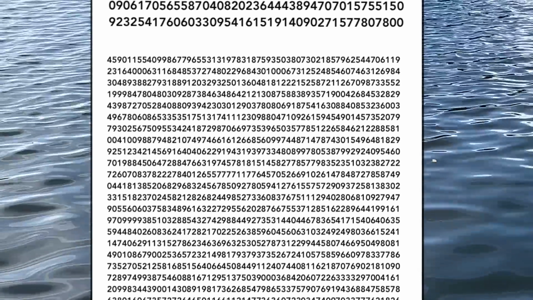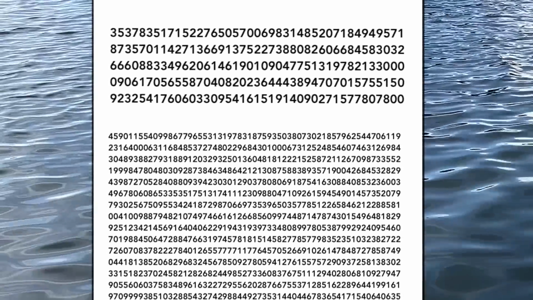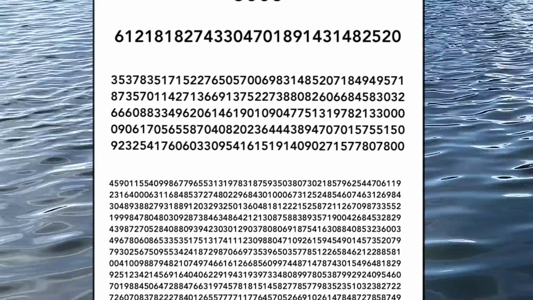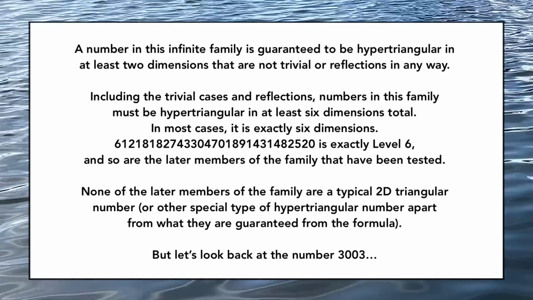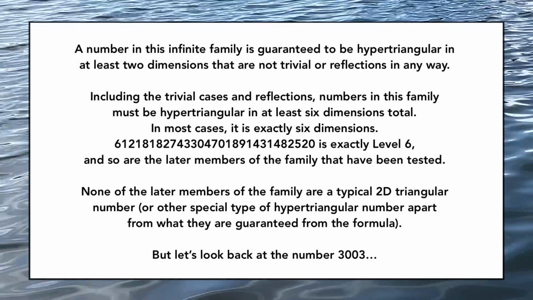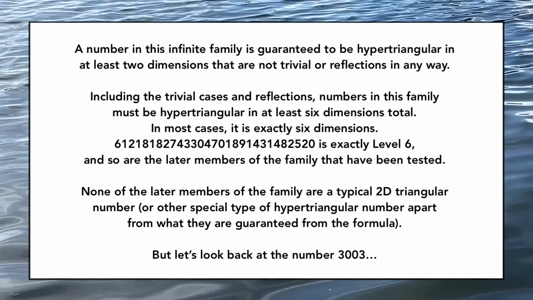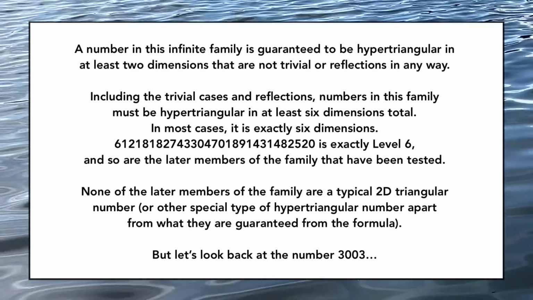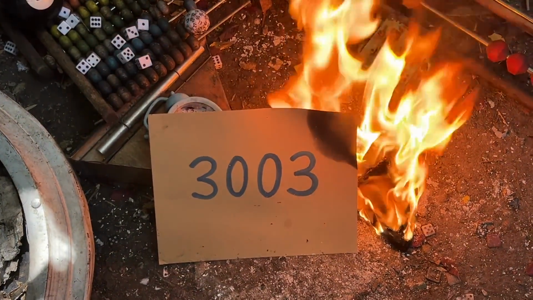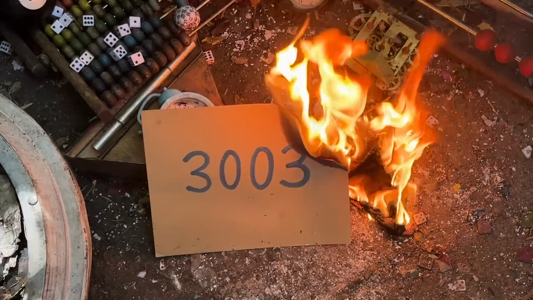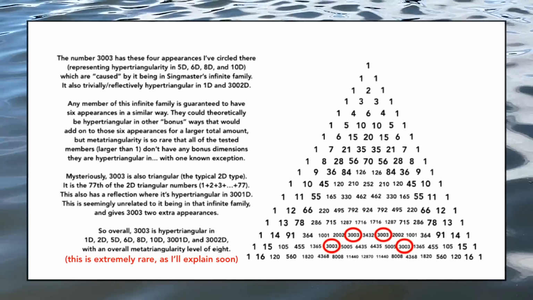But that isn't quite the end, because the most surprising thing is that the larger members of this family that have been tested aren't actually as interesting as the earlier member of the family, 3003. Every larger member of this family that's been tested has exactly 6 appearances in Pascal's triangle, lining up with 6 dimensions of hypertriangularity that don't include being a regular 2D triangular number. However, 3003 not only has the 6 appearances that are guaranteed from being in that family, but it also is a regular 2D triangular number.